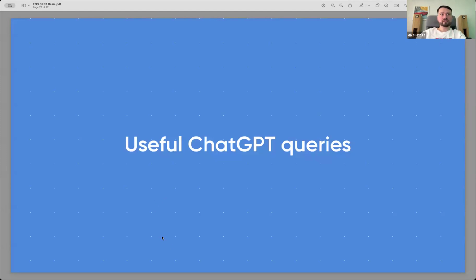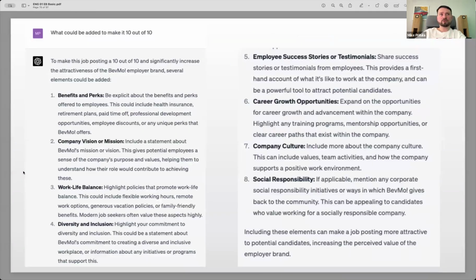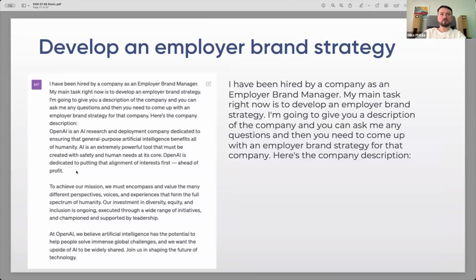Also, of course, some of these tools are free, some have a free trial, and some of them are paid. But you can always use ChatGPT, which has a free version and a paid one, to help yourself with employer brand management. And here, I'm just showing you some prompts. We are not at the stage of working with a brand at the moment, so some of these prompts will be useful for next webinars.